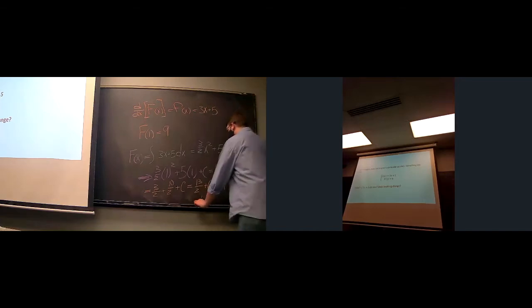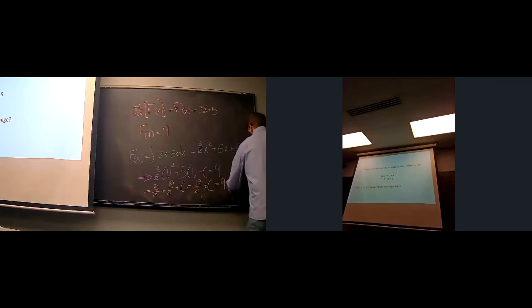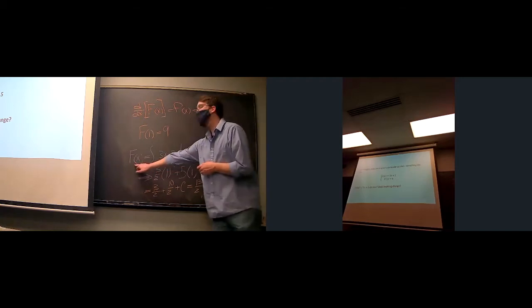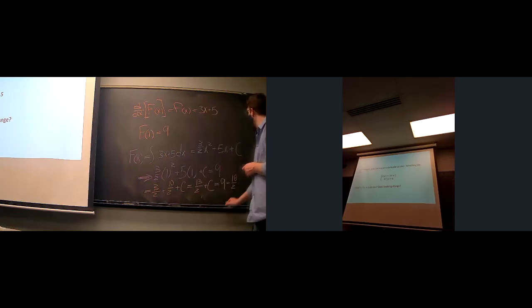Well, 9 we can rewrite as 18 over 2, right? So if this is going to come out to be equal to our function, the c is going to have to be whatever solves this problem. Make sense?